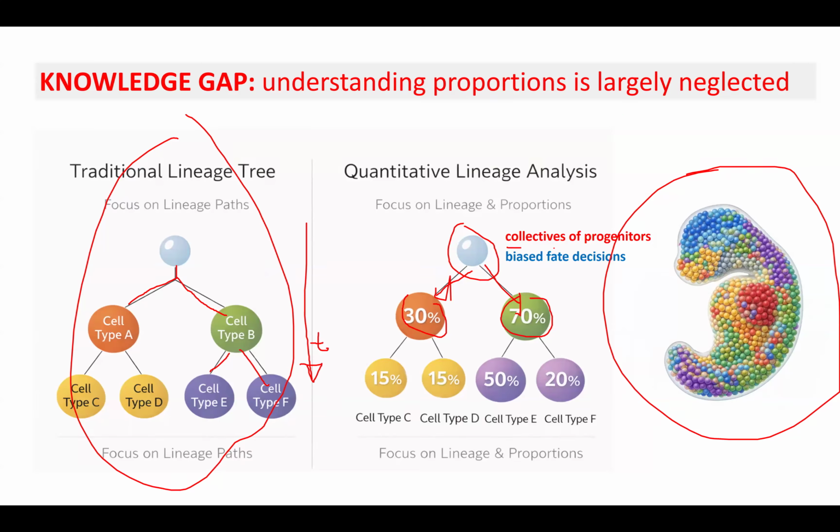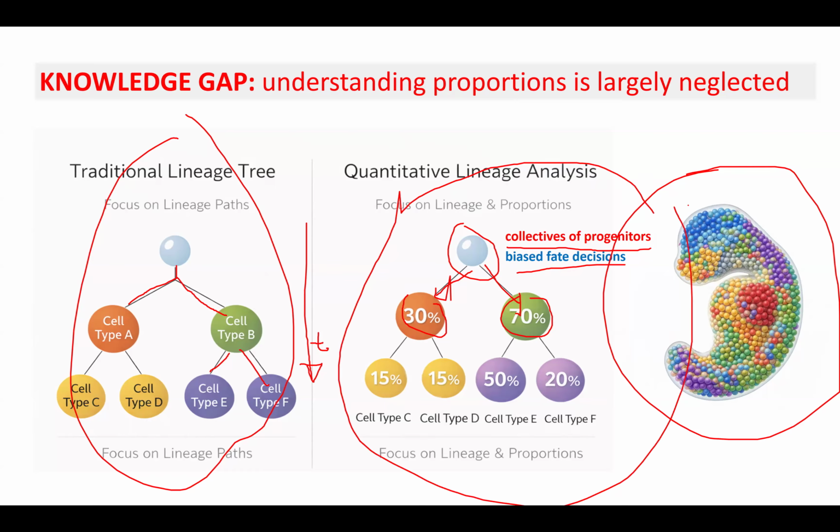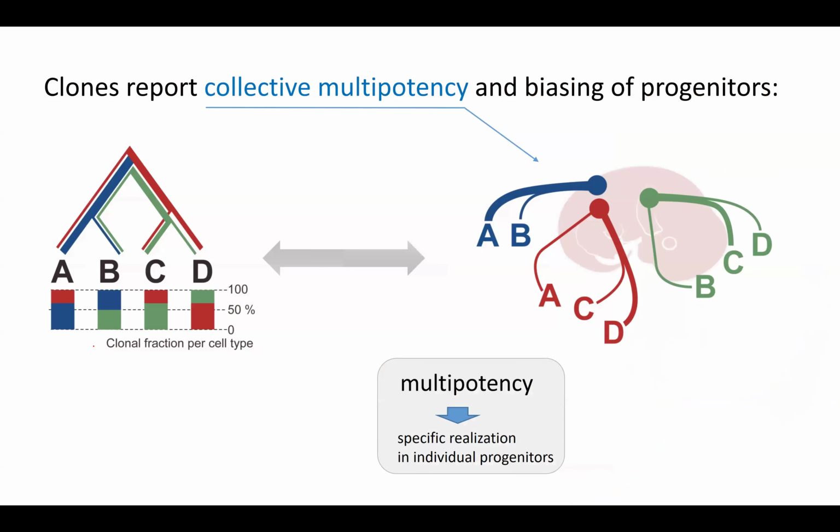We want to assess collectives of individual progenitors. We want to be able to study biased fate decisions. And for this, we must collect the clonal information from thousands of individual progenitors, giving rise to different clones in an embryo. We don't want to have some kind of very generalized approximation, what we have on the left. We want to have it very specific now.